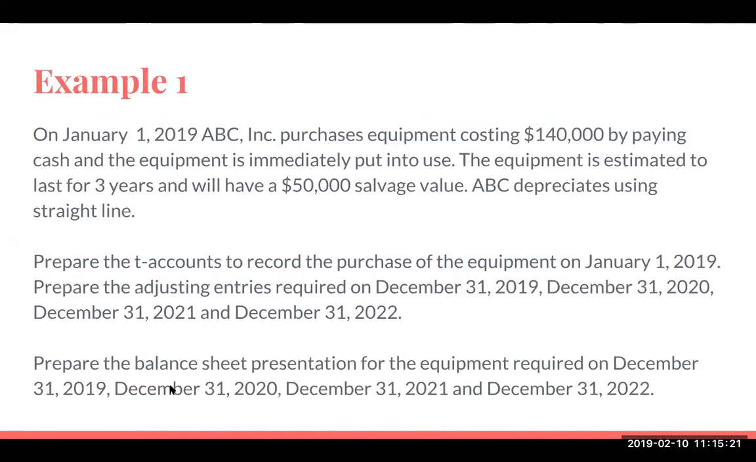Okay, so now what we're going to go through is we're going to do an example. And this is going to be a full comprehensive example. And I'm going to put this onto a Google Sheet, and we'll kind of go through it. But let's just look at this right here.